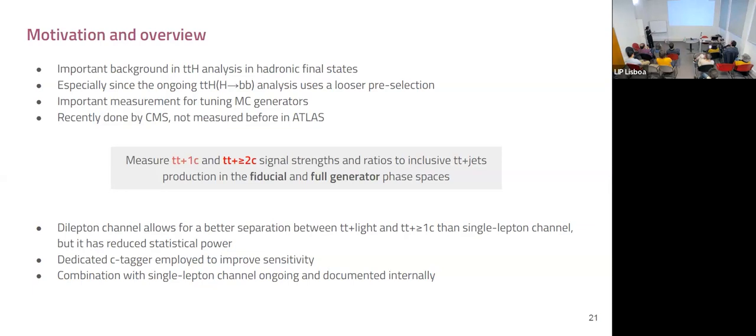I already mentioned this is an important background for TTH analysis in all hadronic final states, but it becomes especially important if I tell you that in the ongoing analysis that we are doing of TTH with Higgs to BB, this is what we call the legacy analysis. I will say a few more words in the end. But here in this new analysis, we use a looser preselection.